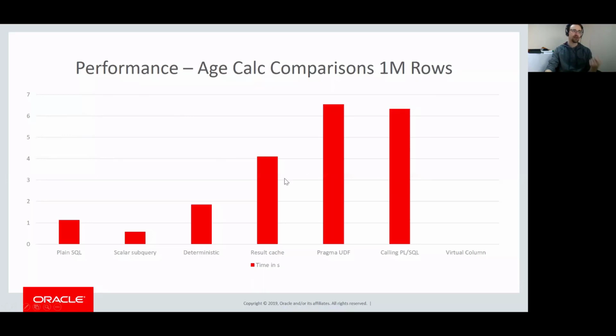Notice the other thing is the result cache is still taking a while, but the relative performance is better. It's a little over half of normal PL/SQL, compared to before, where it was a much larger proportion. And this is because there are far fewer distinct dates.